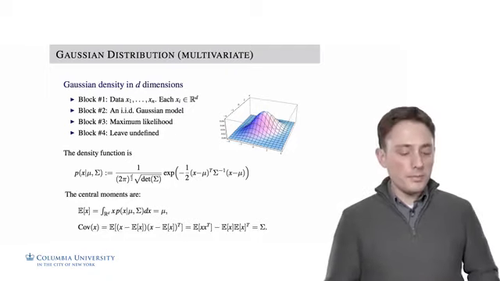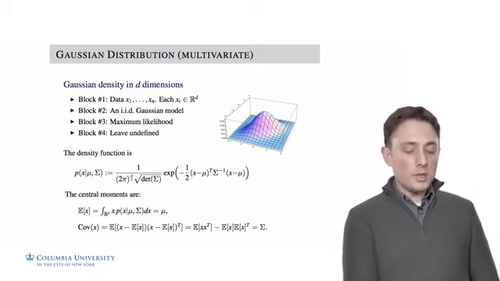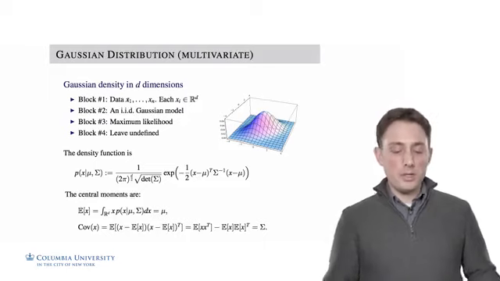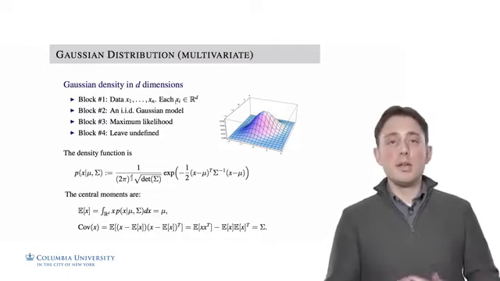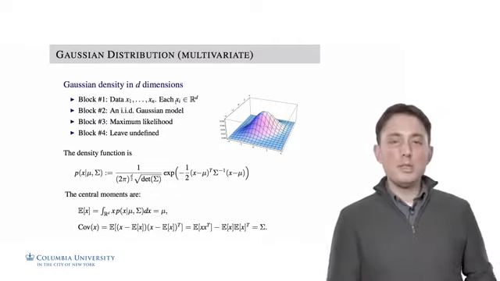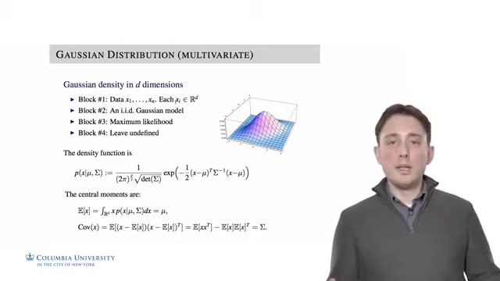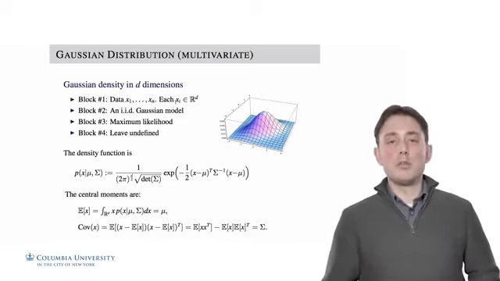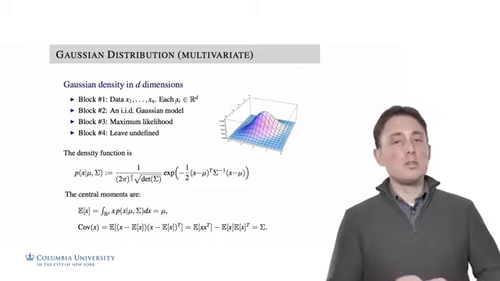Block 1 is the data. We assume that we have data points x1 through xn. We have n observations, and each observation is a d-dimensional vector that can take any value. So this is the data that we're dealing with. There's no other data that we would want to model. We have a data set of n d-dimensional vectors, and we want to model those vectors. We believe those vectors can take any value.